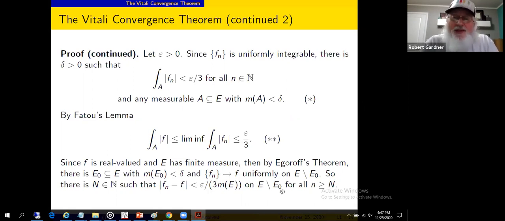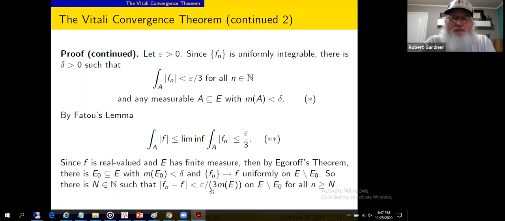Here it comes. That means if we make the index n sufficiently large, that is, there's a capital N, a natural number, such that when the index lowercase n is greater than or equal to capital N, this can be made small throughout the appropriate set, the set E set minus E sub 0. Let's make it epsilon over 3 times the measure of set E. So we can make it as small as you like. I want to make it that small.